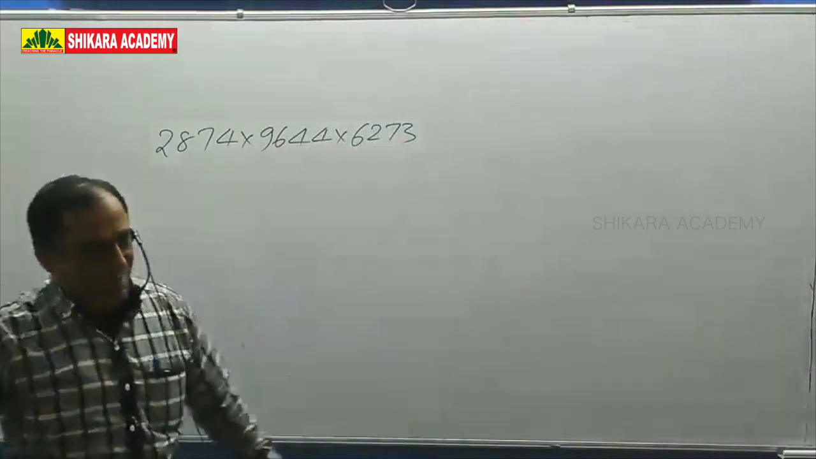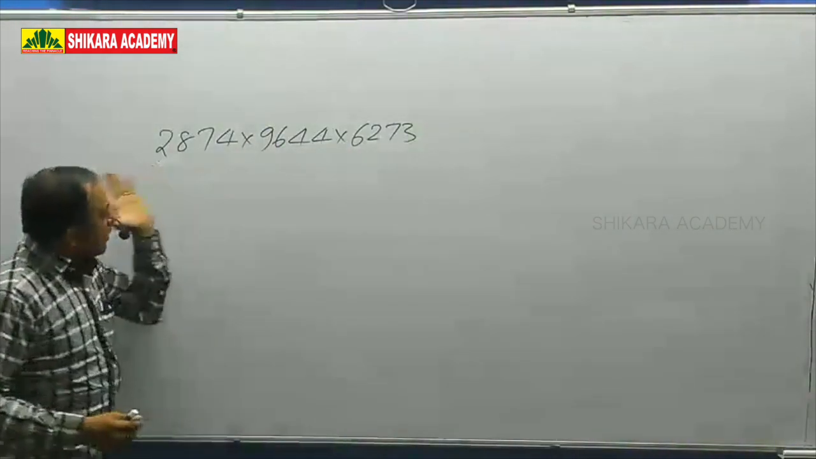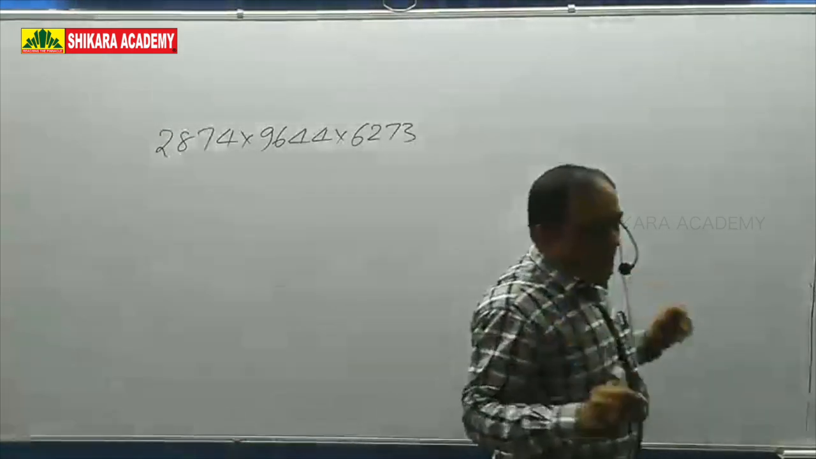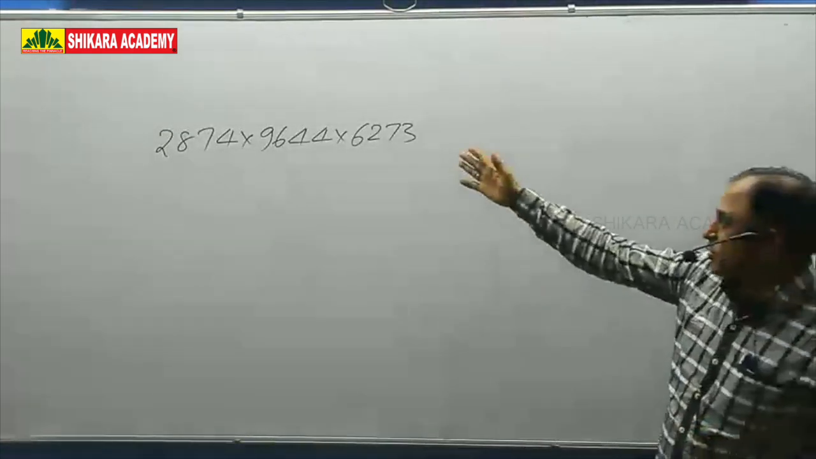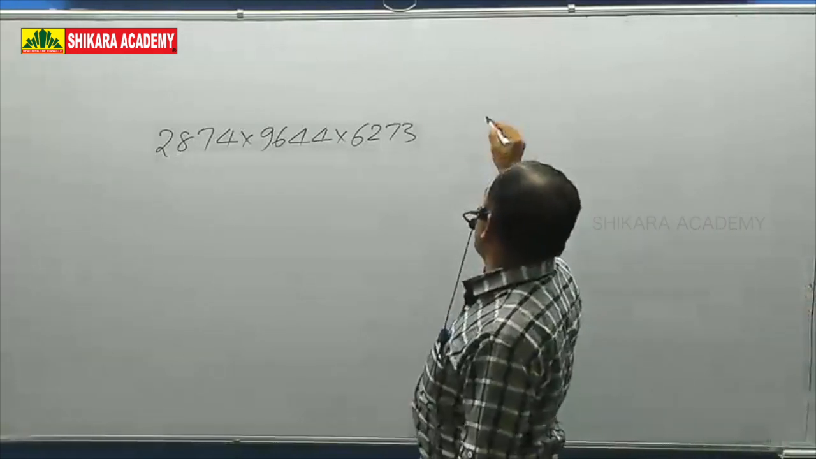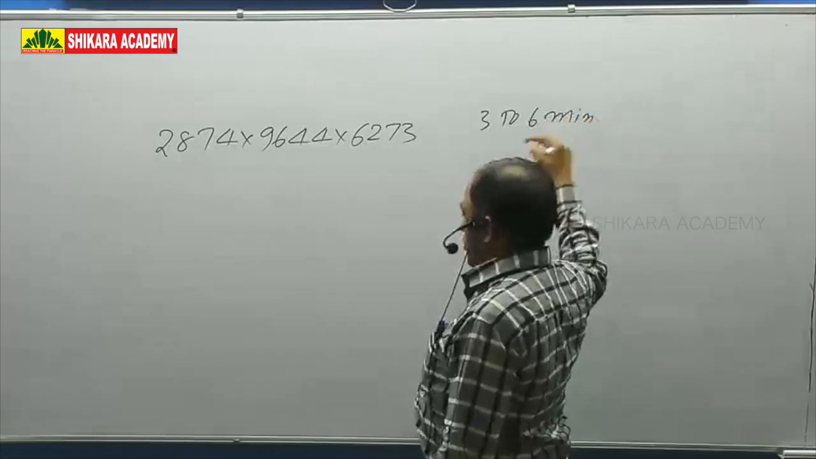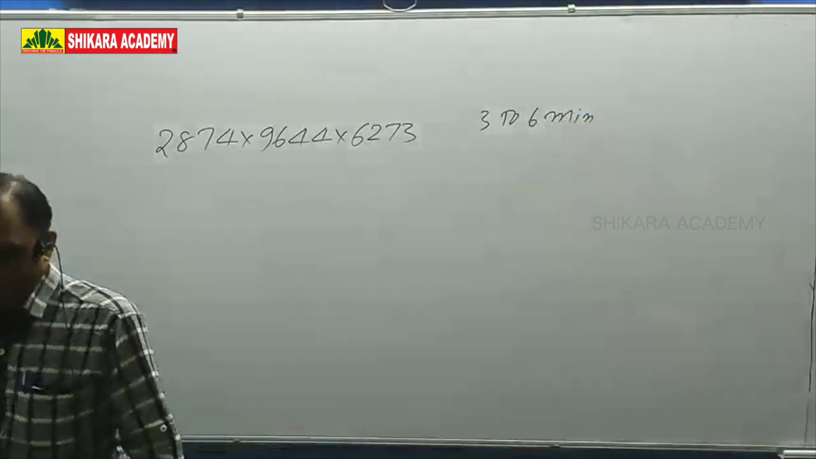So each and every person on the table. Okay, good. Now, what is the product of these three numbers? One 7th class or 8th class student can find the product of these three numbers in minimum 3 to 5 or 6 minutes.